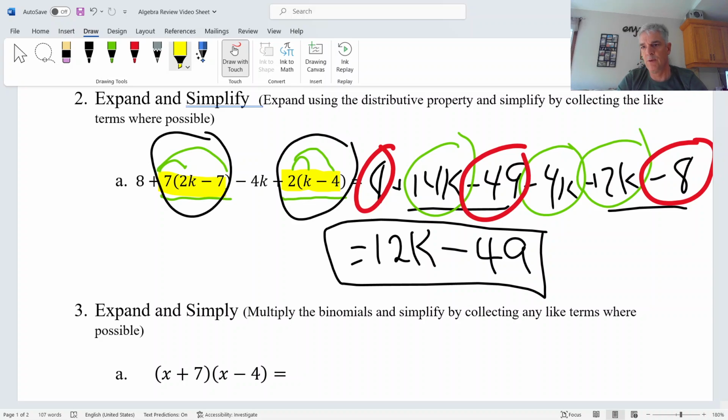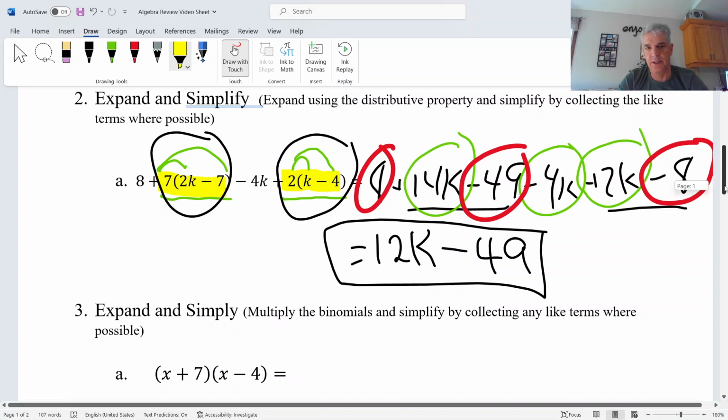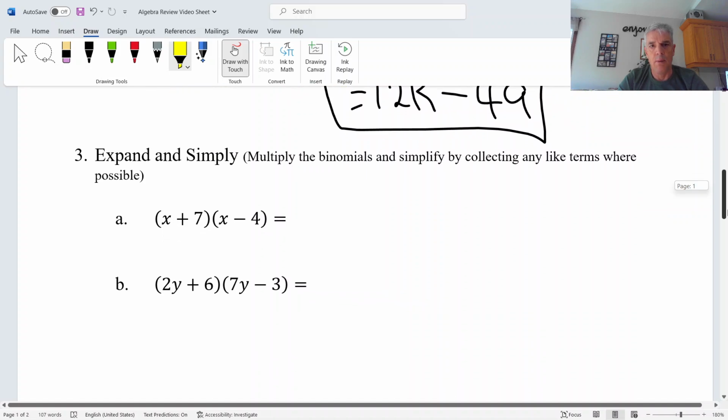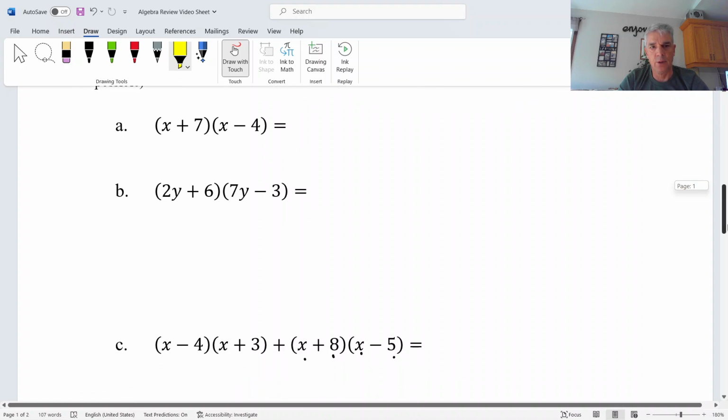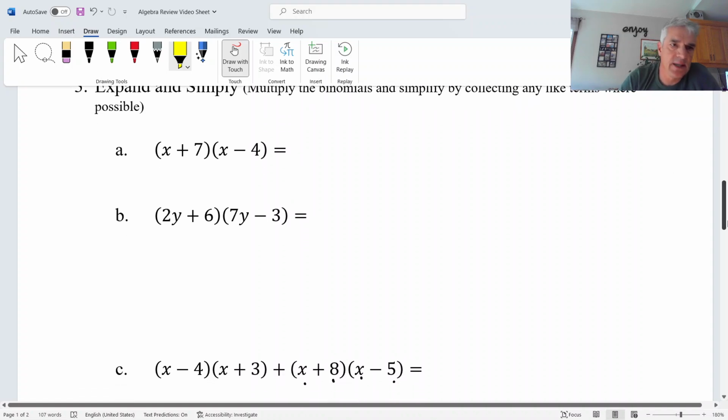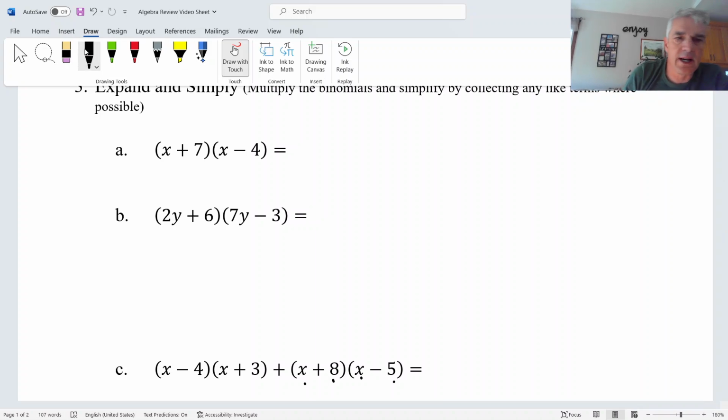Okay, now I'm going to move on down a little further into the sheet and do some multiplying binomials, okay? And this gets a little bit trickier. And we practice these in different ways. And so the first method I'm going to do is kind of a shortcut method where I've taught you that when you multiply two binomials, you should end up with a trinomial. Most of the time, that's what happens. We do end up with a trinomial. There are times when we don't.